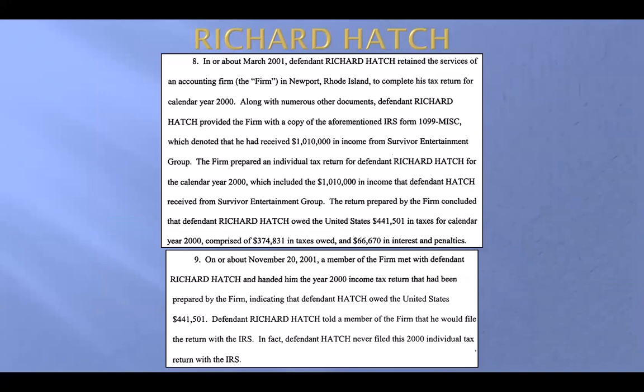In March 2001, he goes to an accounting firm. He gives them the 1099 MISC, amongst other things, and they conclude that he owes $441,000 in taxes, comprised of taxes and interest and penalties.